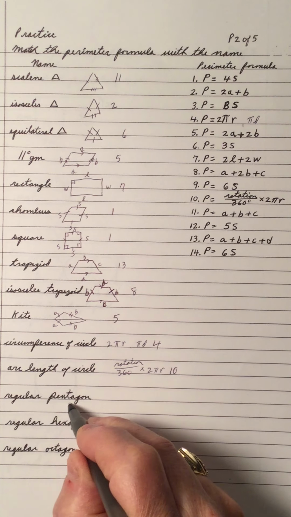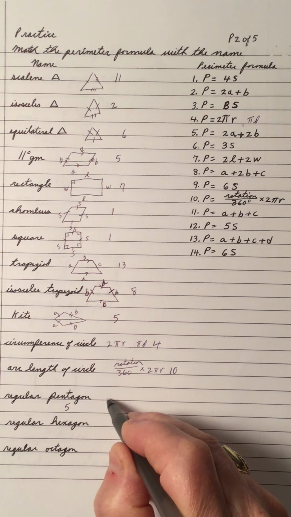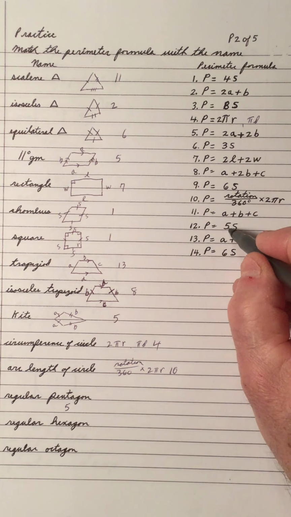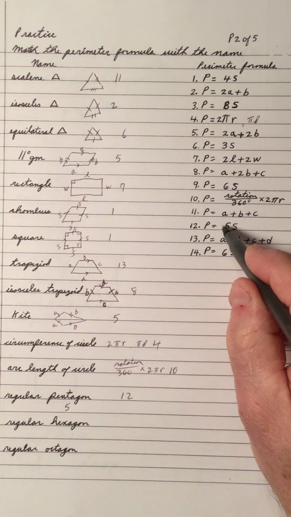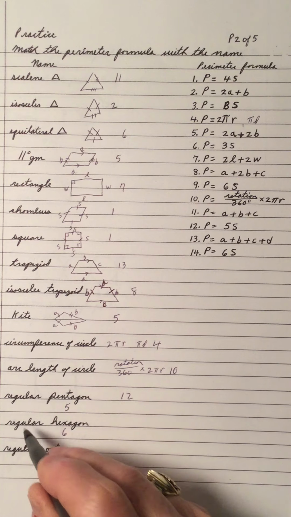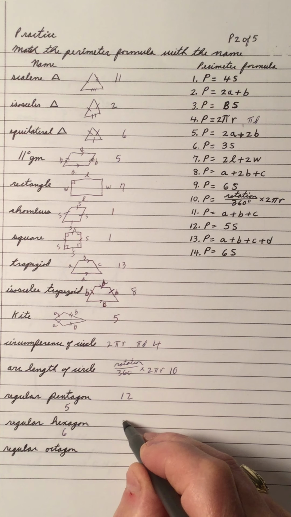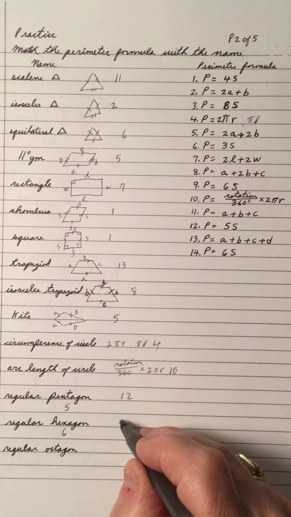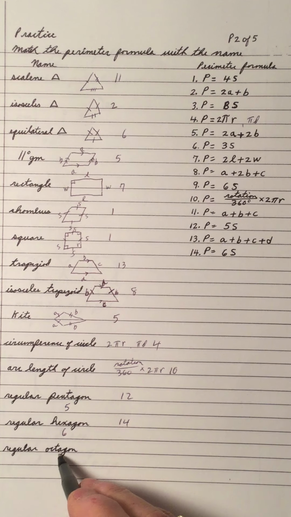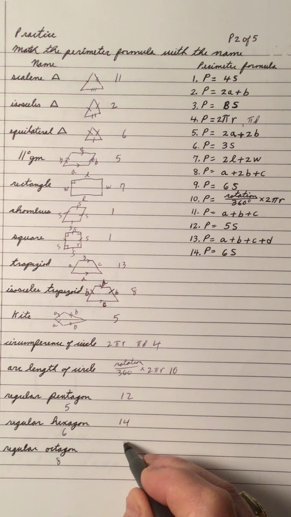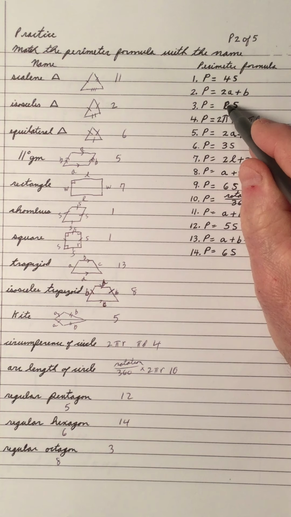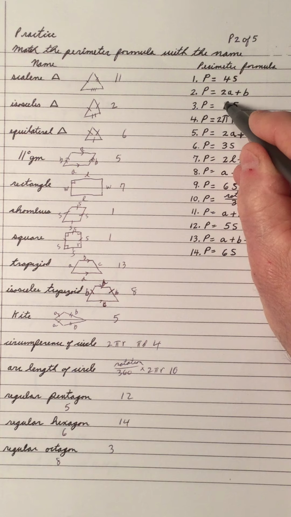And a regular pentagon has 5 sides, so that means we have 5s. So we're looking for a 5s, so that's number 12. P equals 5s. A hexagon has 6 sides and is regular, so they're all equal, so P equals 6s. So that's number 14. And a regular octagon is 8 sides, so P equals 8s is number 3. P equals 8 times s. That's an 8 right there.